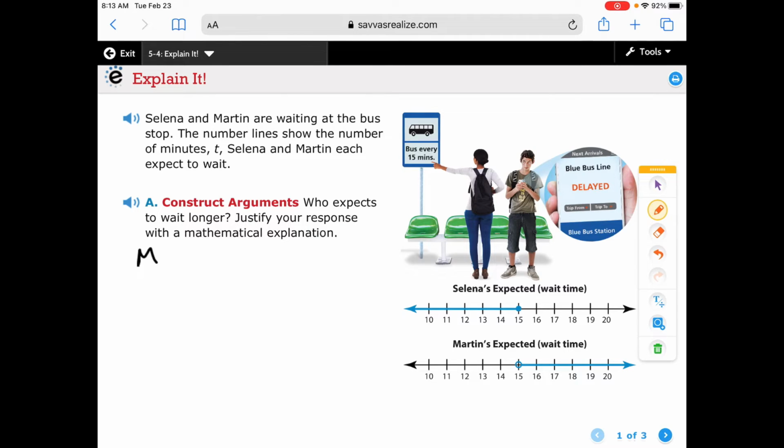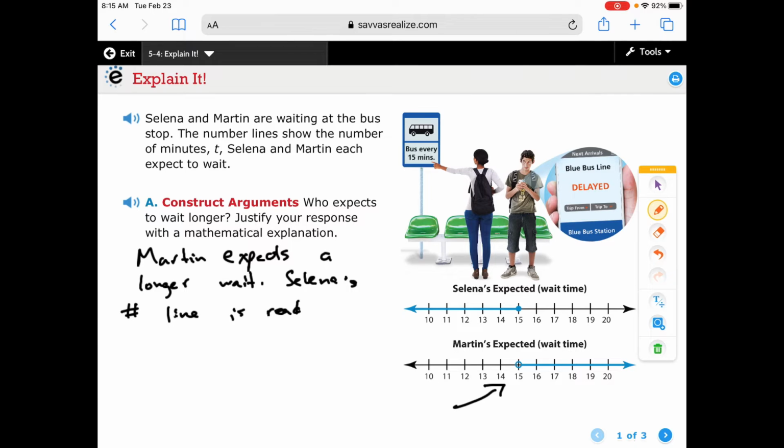All right, so we can see that Martin, and take a look, his is pointing above 15. Martin expects a longer wait. So Selena's number line is red. T is equal to or less than 15, where Martin's is T is greater than 15.